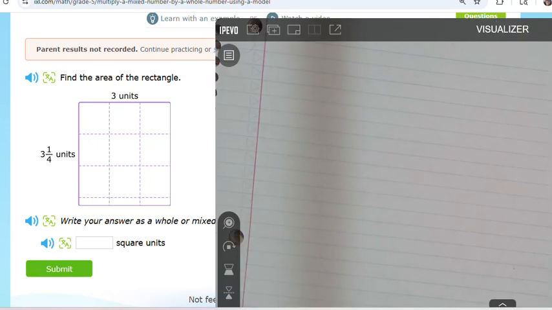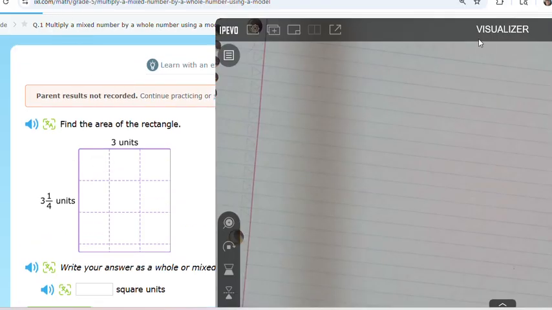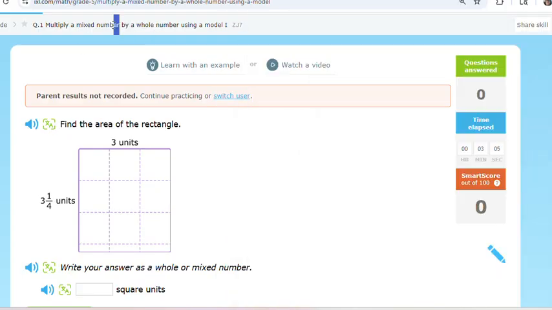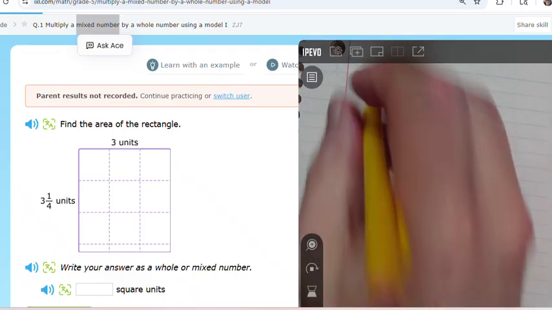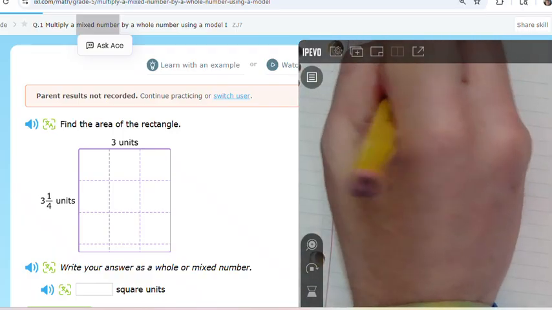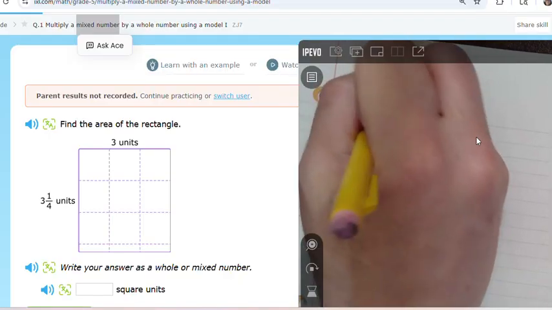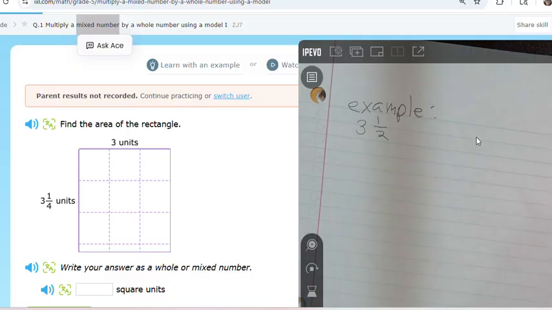All right, so here's the problem. What we're really trying to do here is, as you can see over here, multiply a mixed number. By the way, a mixed number is something along the lines of 3.5. Notice this is 3 and 1/4. Don't confuse that, this is just an example. Just an example right there, 3.5.